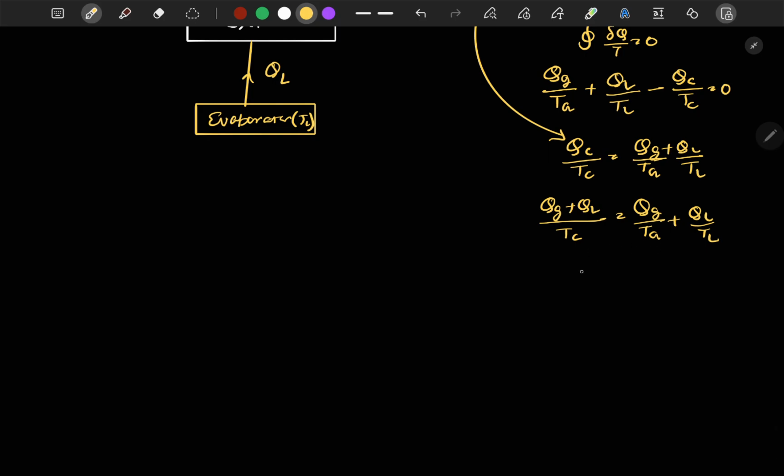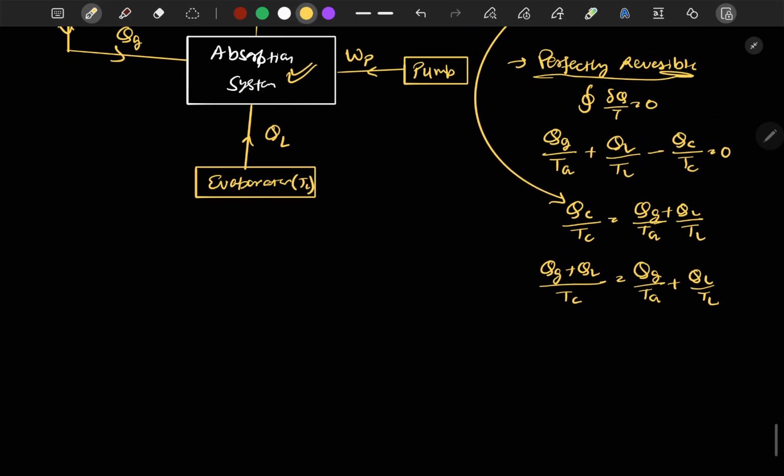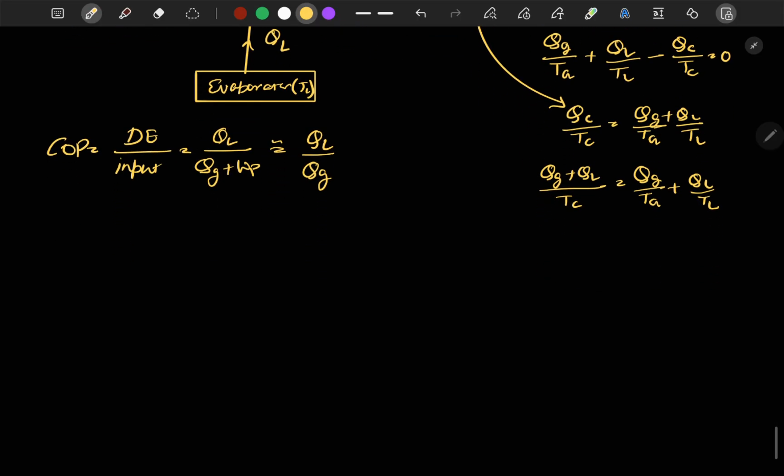One more thing here. If we want to write the COP, it will be the desired effect upon input. The desired effect is our QL, and the input is QG plus WP. Now, if WP is negligible, we can write it as QL upon QG. So from this relation we have to find the QL and QG values, or the QL upon QG value, so that we can find the rest of the values.